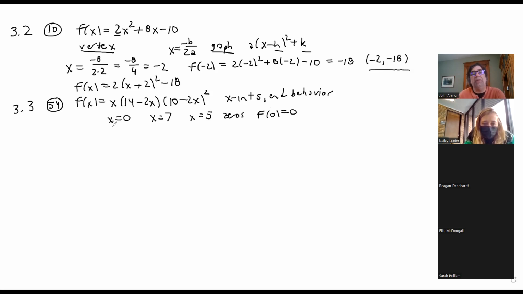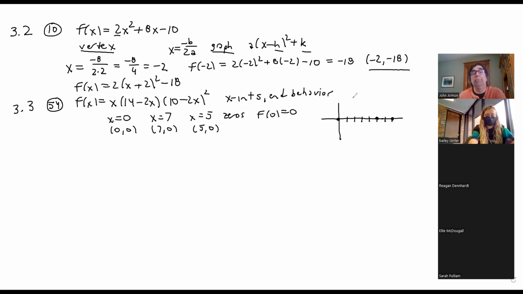If you want the x-intercepts, those are points. So you should take it one step further and write these as ordered pairs: 0, 0, 7, 0, 5, 0. That's all you have to do for that. So if you're graphing it, you identify those points: 0, 0, 5, 0, and 7, 0.